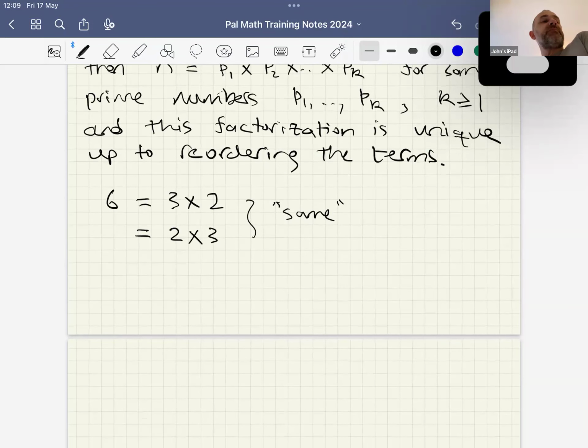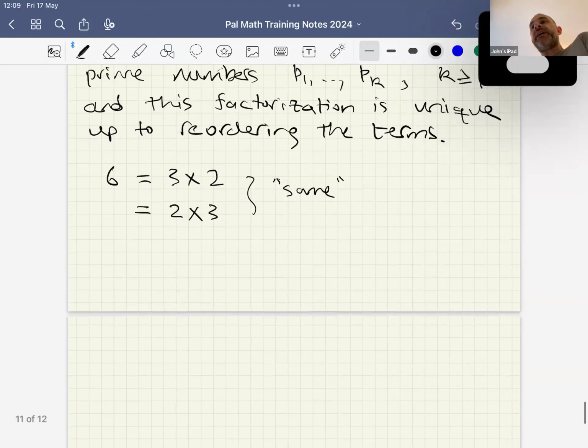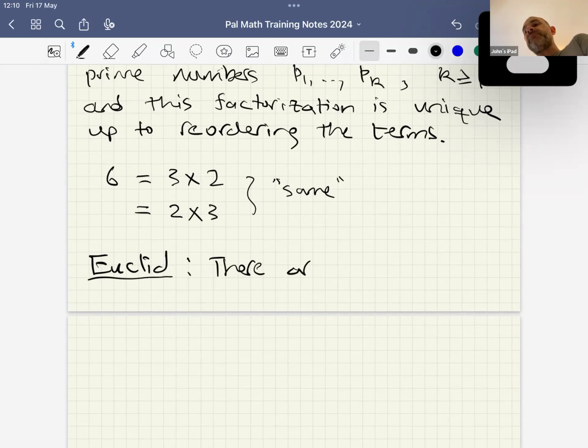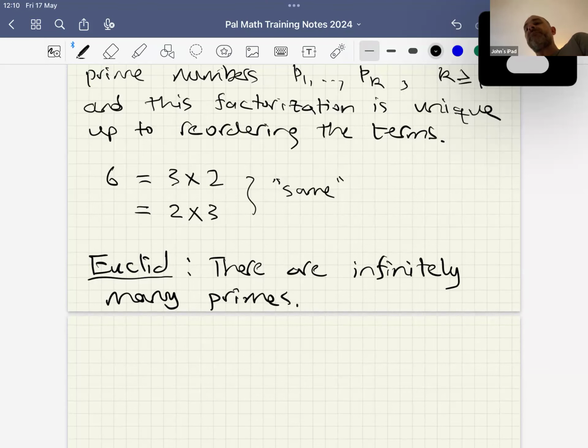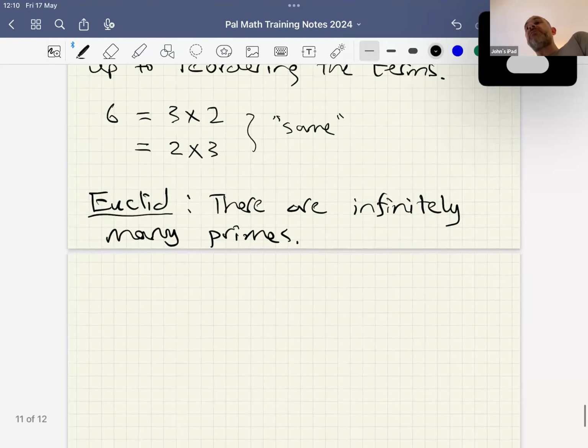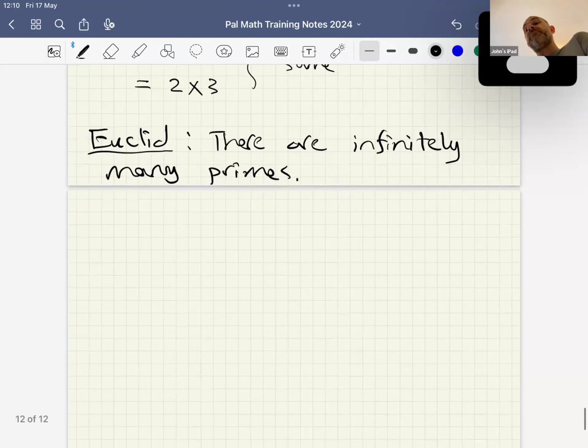Now, I want to give you a proof of a really, really old theorem, and you might have seen this before as well. It's due to the ancient Greek mathematician Euclid. There are infinitely many primes. And you can let me know if you've actually seen this proof before.